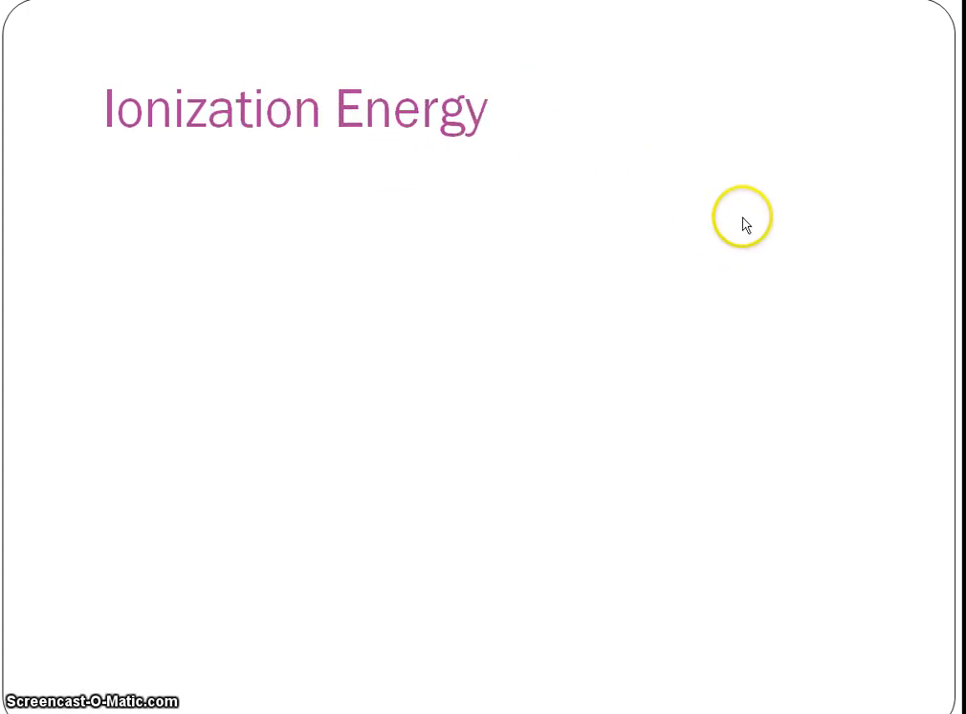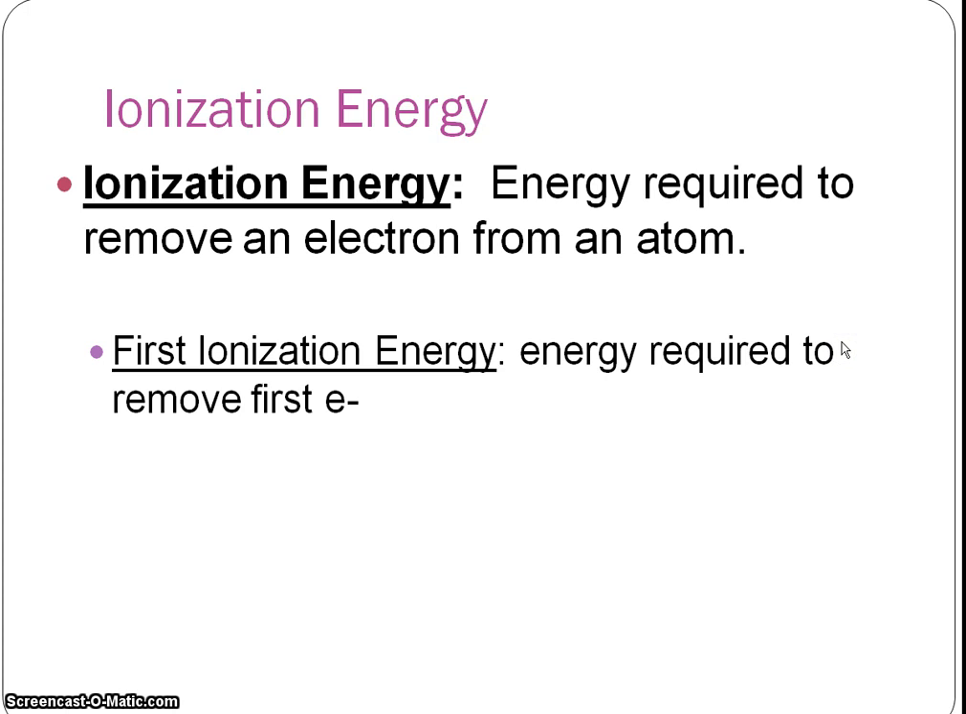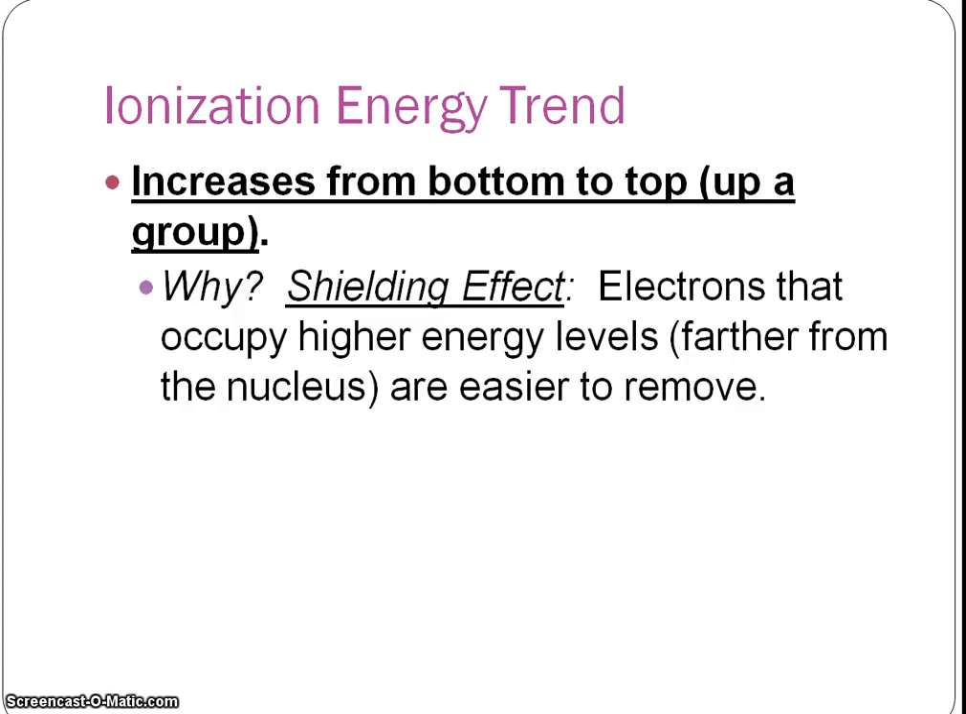And the last trend for today is ionization energy. And the definition for that is the energy required to remove an electron. For this class, we'll just usually talk about removing the first electron, but keep in mind that in future chemistry classes, you'll sometimes talk about second and third ionization energies. The trend for ionization energy has to do with the size of the atom. So the bigger the atom, the easier it is to pull off the electron, and the smaller it is, the harder it is to pull off.